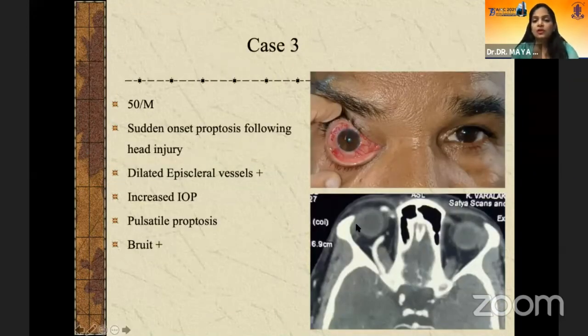These may be associated with plexiform neurofibroma. If you get a case of an adult who is complaining of pulsatile proptosis after head injury, and on examination you saw the dilated episcleral veins, that is the corkscrew vessels, and increased intraocular pressure associated with the radiographic finding of dilated superior ophthalmic vein. So this is a case of a carotid cavernous fistula.